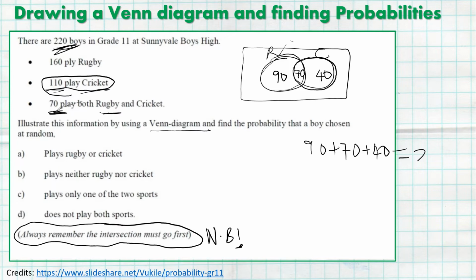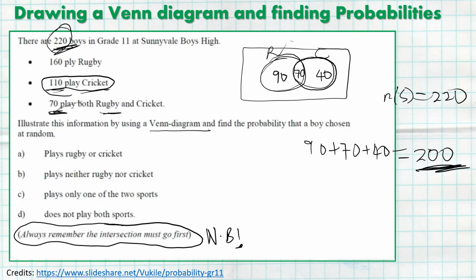It's giving us what? 200, right? Only 200. But they told you that there are how many? 220. That is the total number of the sample space. Our total number of sample space is what? 220. So meaning that there are others who do not play rugby or cricket. And how many of them?